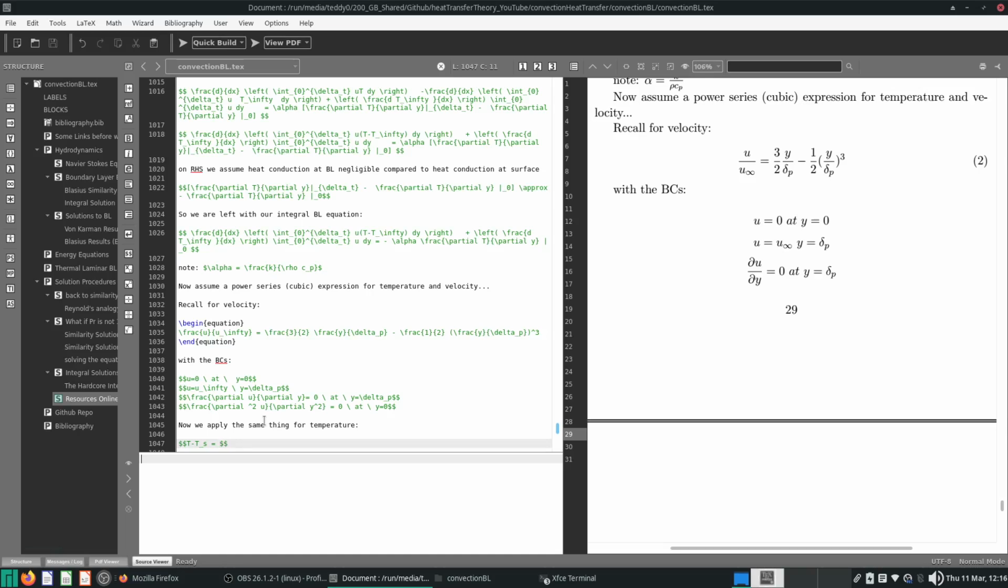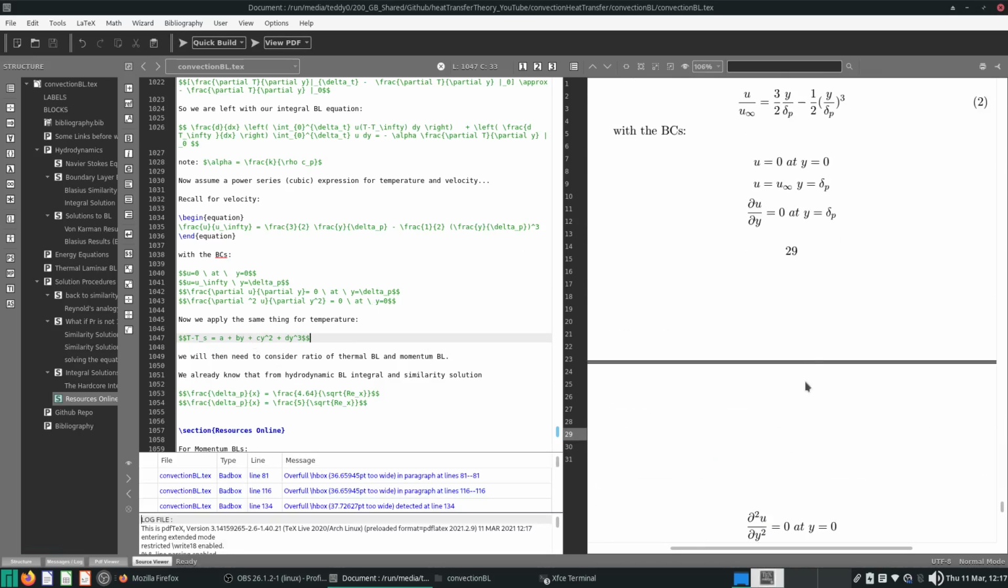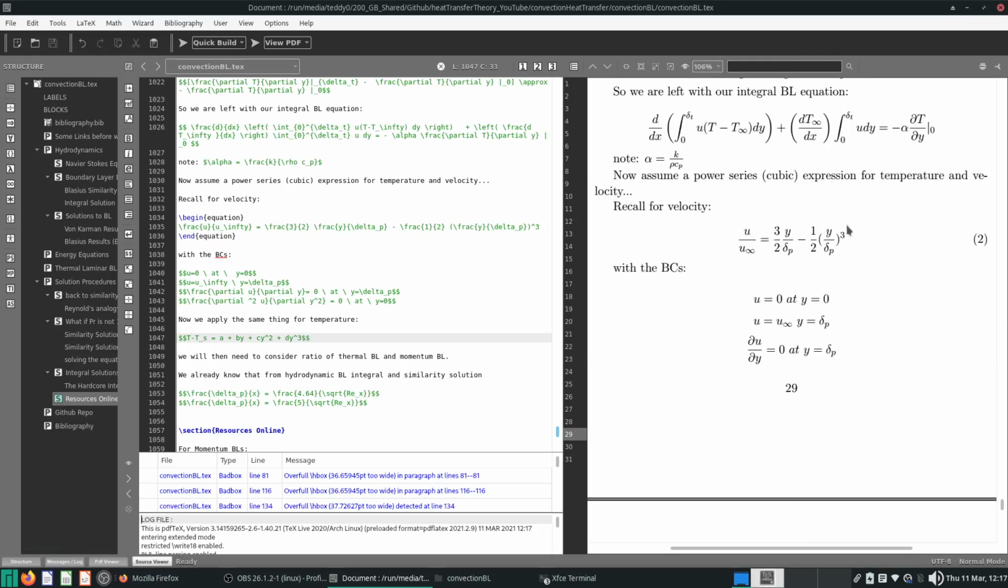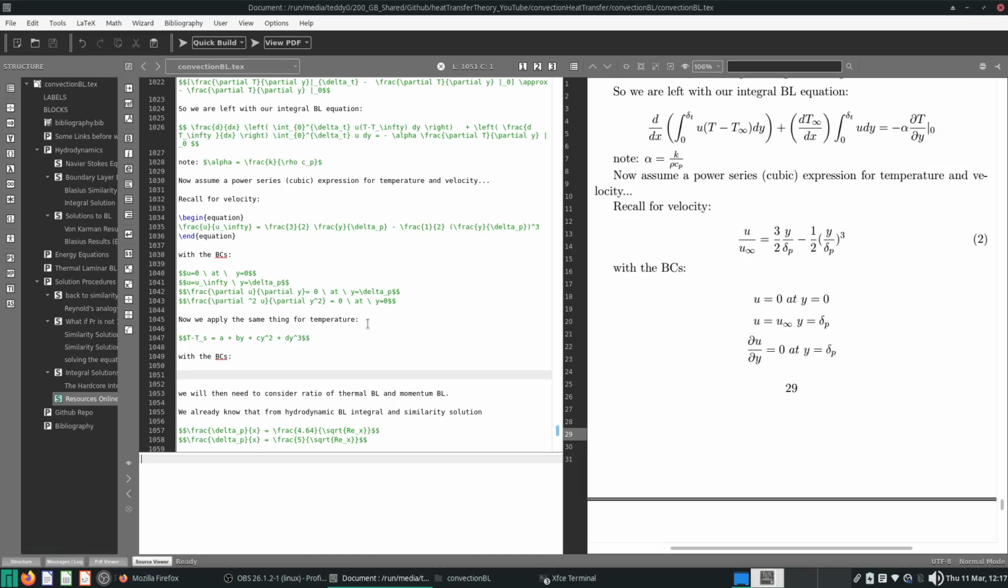Let's write this down: a plus by plus cy squared plus dy cubed. So we assume this kind of velocity profile for u, and with these boundary conditions we get this expression. That was done with the hydrodynamic boundary layers. Now we're going to apply similar boundary conditions, and let's take a look.